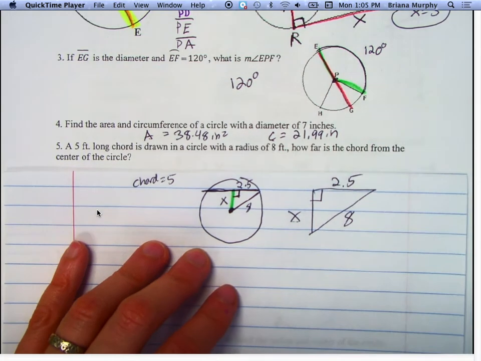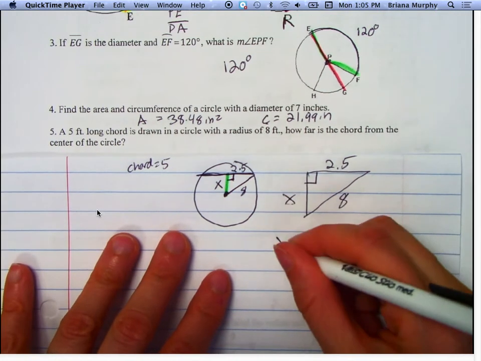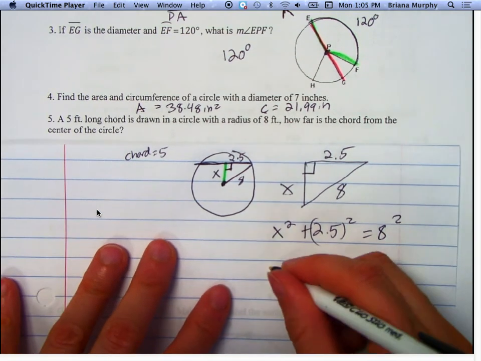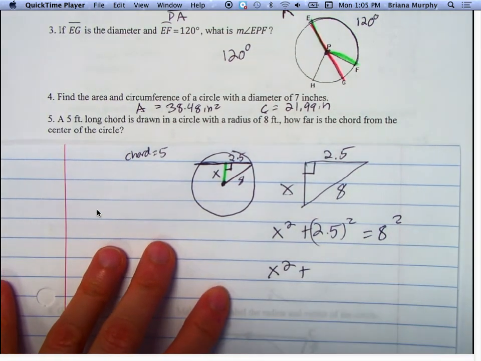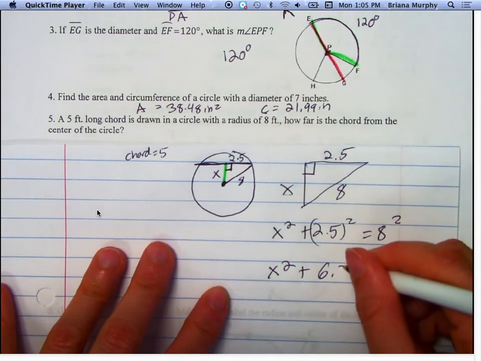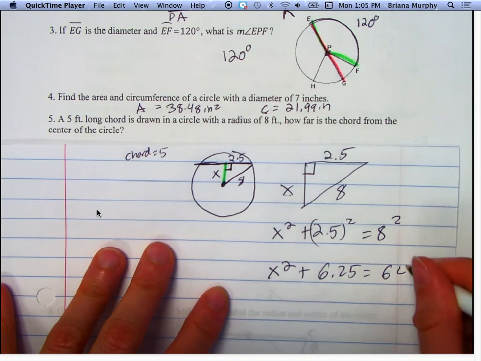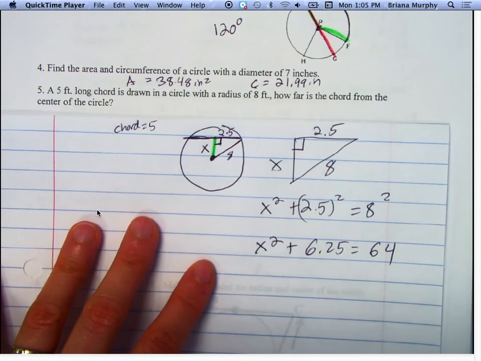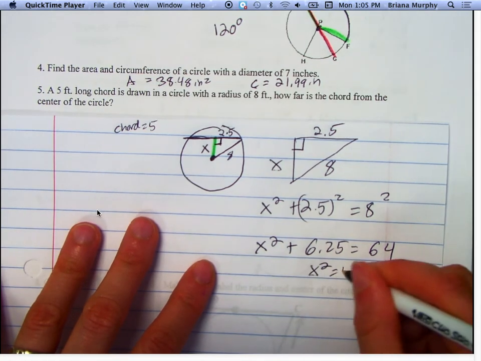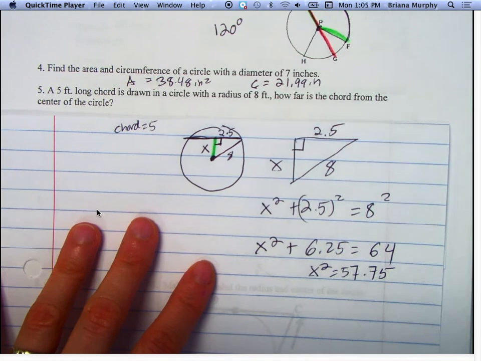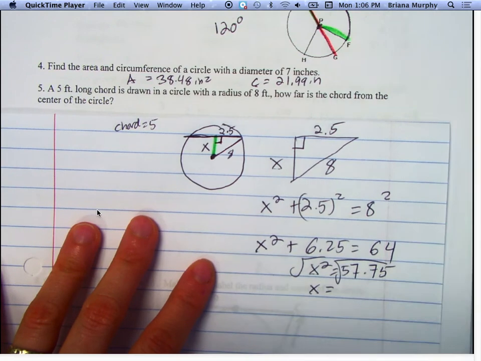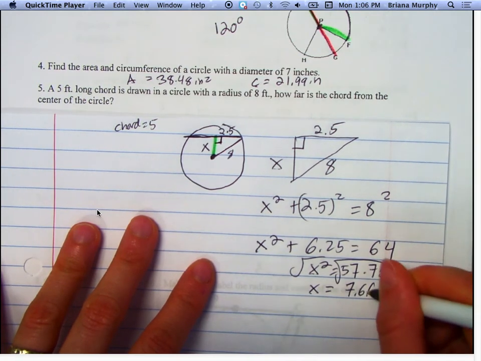What do I do now to find that unknown side? What is that again? Pythagorean theorem. So I'm going to say x squared plus 2.5 squared equals 8 squared. So I get x squared plus 2.5 squared is 6.25, and 8 squared is 64. Now what do I do? Yep, 64 minus 6.25, which is 57.75. And then I'm going to square root it. So x equals 7.6 feet. I'm just going to round it up.